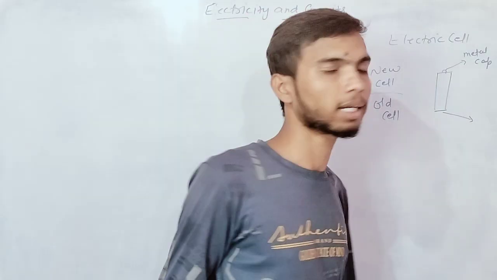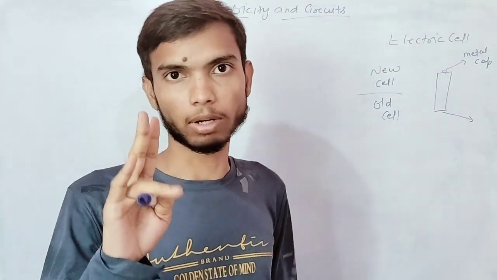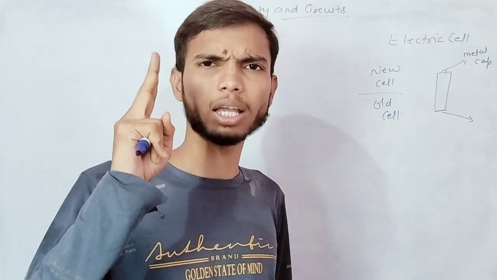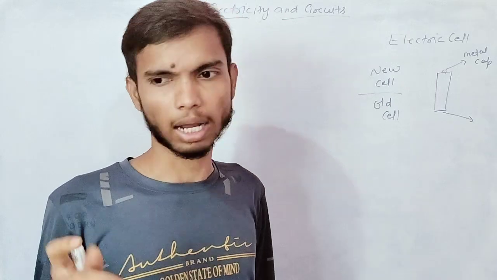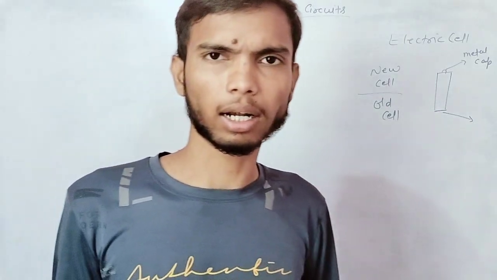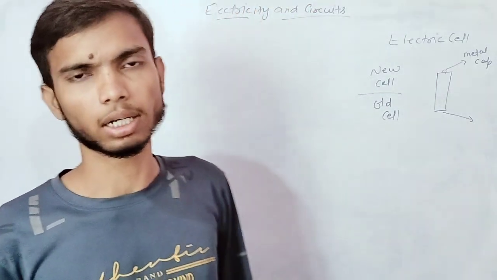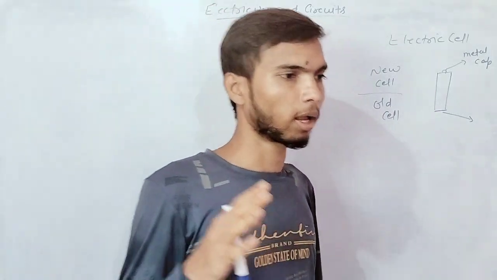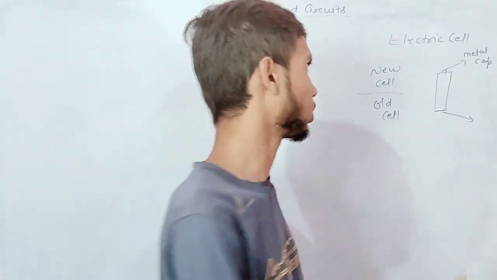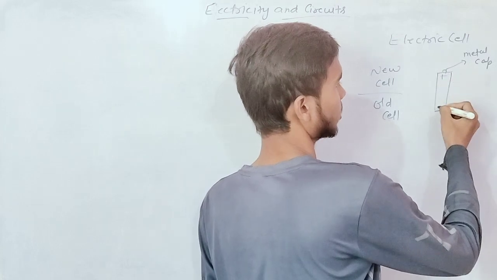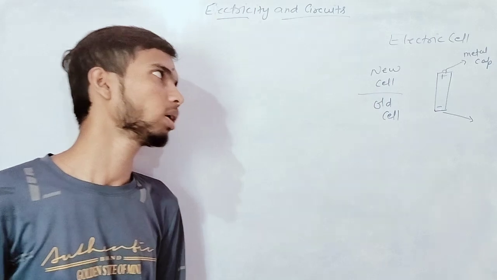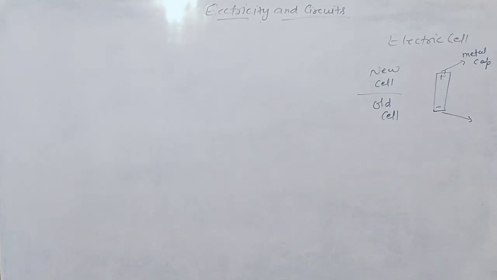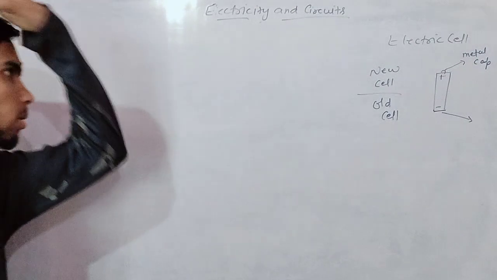So this is here. A cell has two terminals. Any electric cell has two, either an electric battery or a cell, it doesn't matter. An electric device will have what, two terminals. First, the positive terminal. Second, the negative terminal. Two terminals.